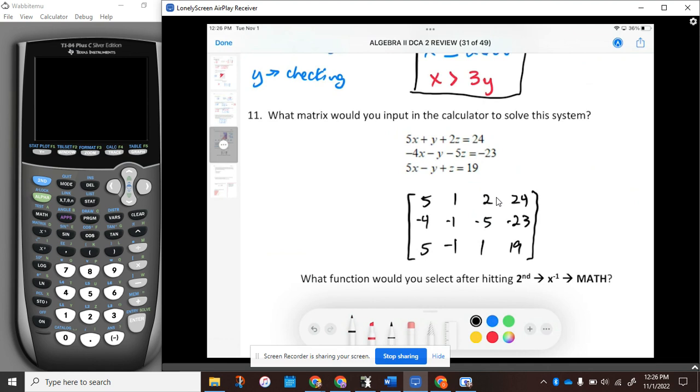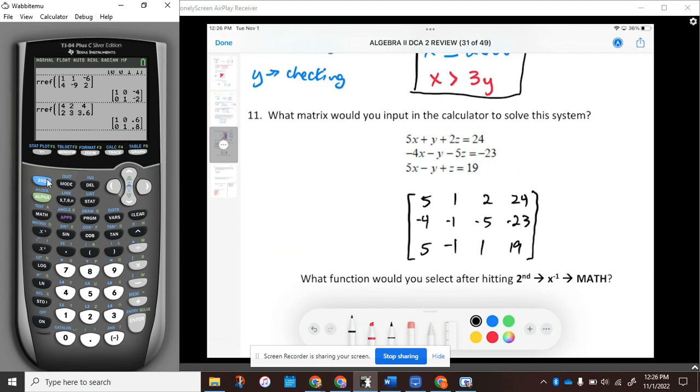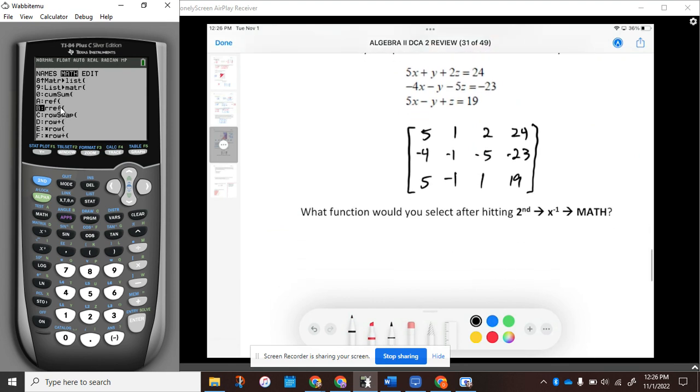The next part of the question is what function do you select in the calculator after you hit those buttons? After you follow that sequence of buttons, you hit second and this x to the -1 button to open the matrix menu and scroll over to math. What do you select? It's RREF. It's this one that we've been using this whole entire time, right? RREF. Be careful on this. It's a very common mistake to accidentally hit REF instead of the one with 2 R's. Make sure you're hitting the one with 2 R's.